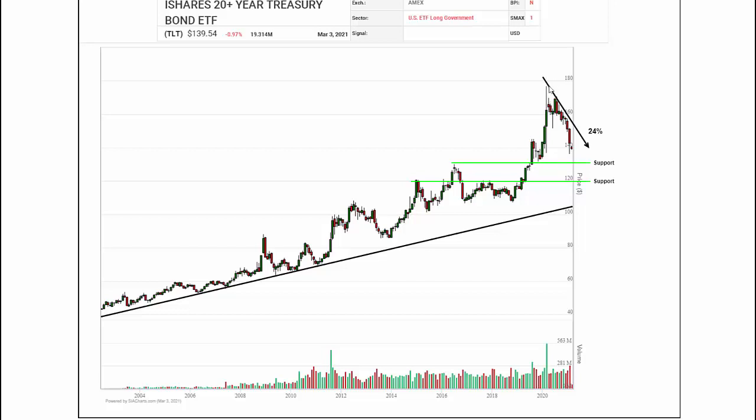So as of today, we've had about a 24% decline in the TLT as yields have risen. But what I found interesting was over the last 4 declines, 2008, 2012, 2015, and 2016, the average of those 4 declines was about 23%. So we're sitting right at the average decline that we've seen in this product.